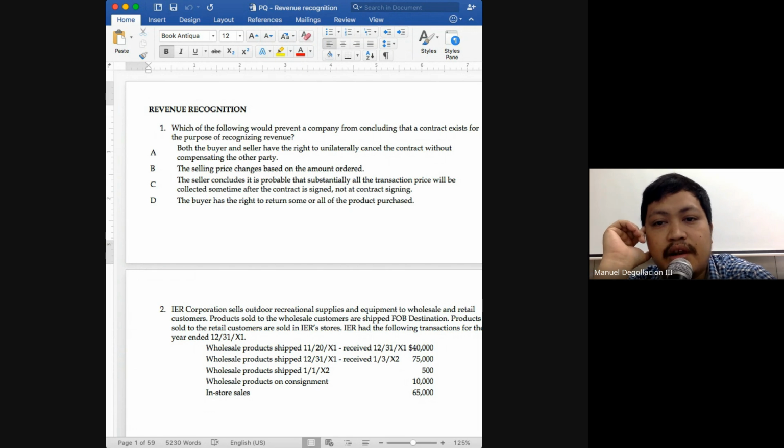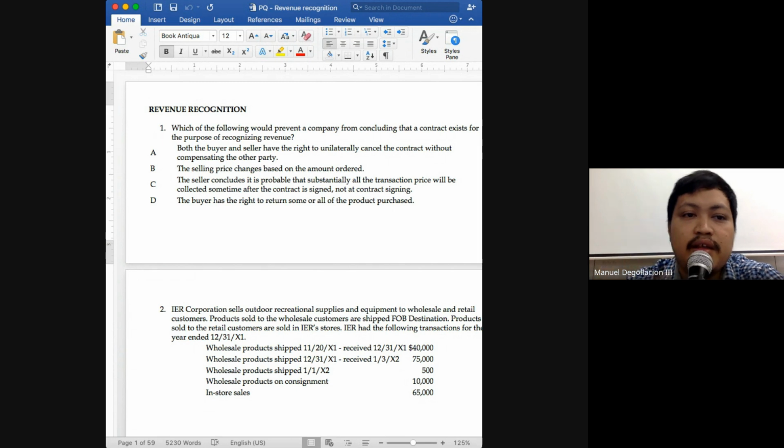Letter D, the buyer has the right to return some or all of the product purchased. Again, that is not an issue. So again, the answer in number 1 is letter A.